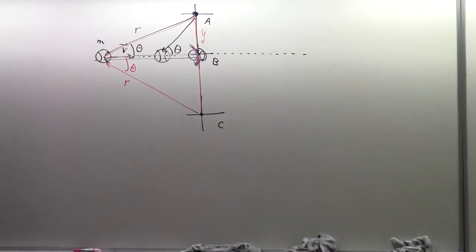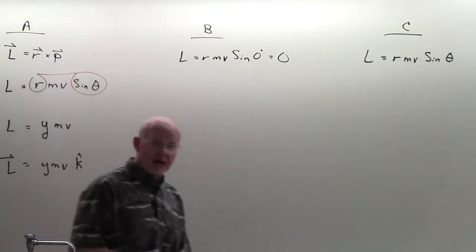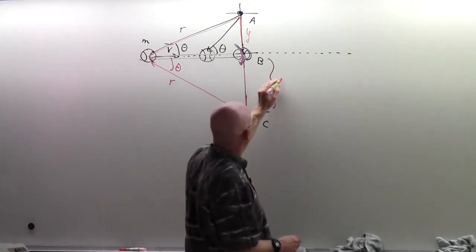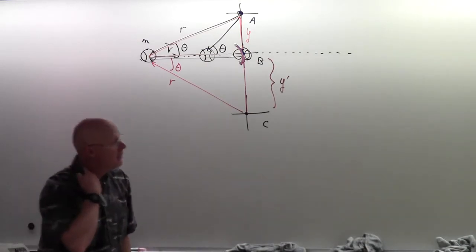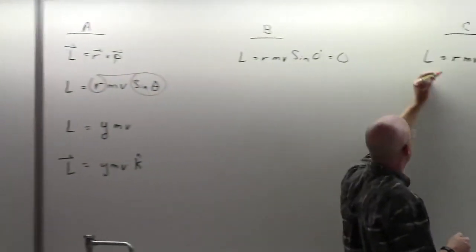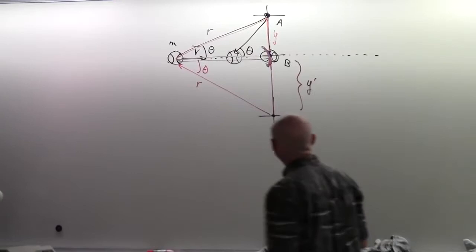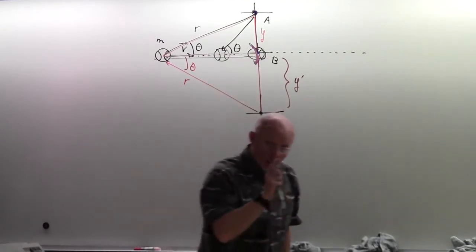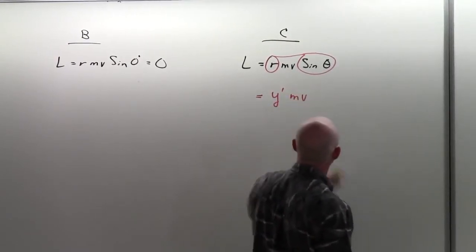And so the angular momentum would be this R, this M, this V, and the sine of the angle. But again, like we did for point A, if you look at that right there, call it Y prime just to distinguish it from the other Y, then hopefully you will see that R and sine theta grouped together right here. So here's a triangle. Here's the hypotenuse R. R sine theta gives me Y prime. And so this is Y prime MV.